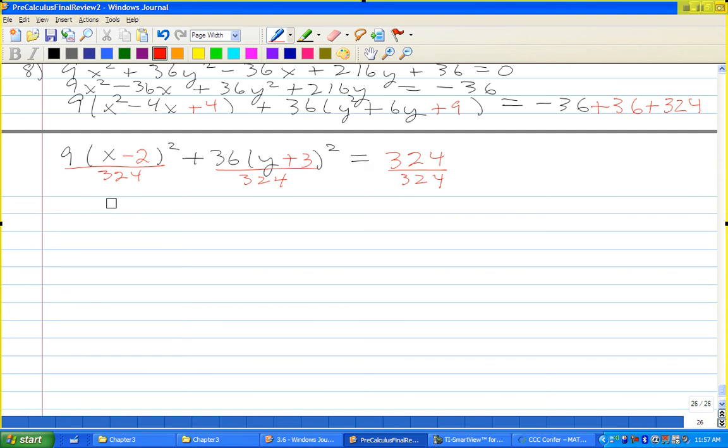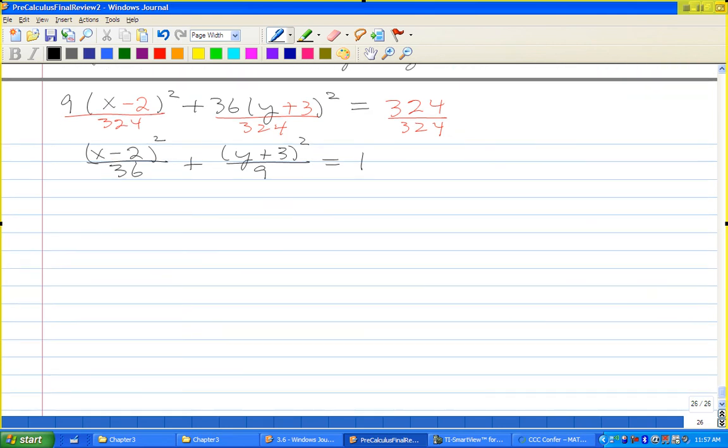Okay, so I get (x minus 2) squared over 36, plus (y plus 3) squared over 9 equals 1. Okay, so a in this case is 6. Square root of 36 is 6. b in this case is 3. Square root of 9 is 3. 36 minus 9 is 27.